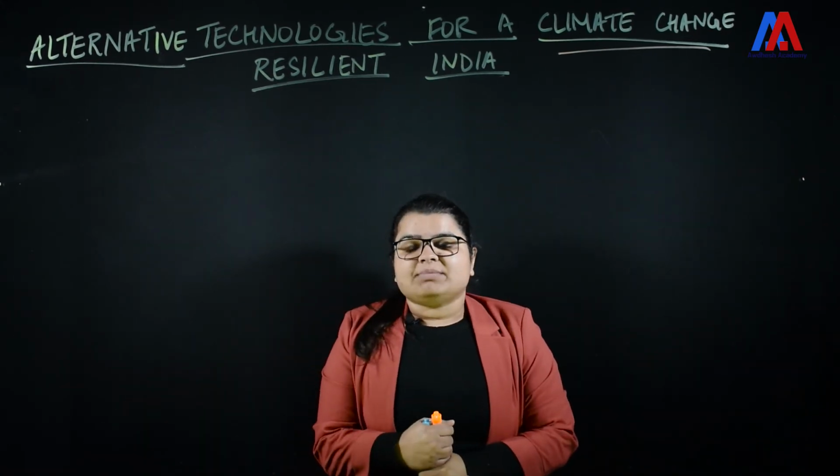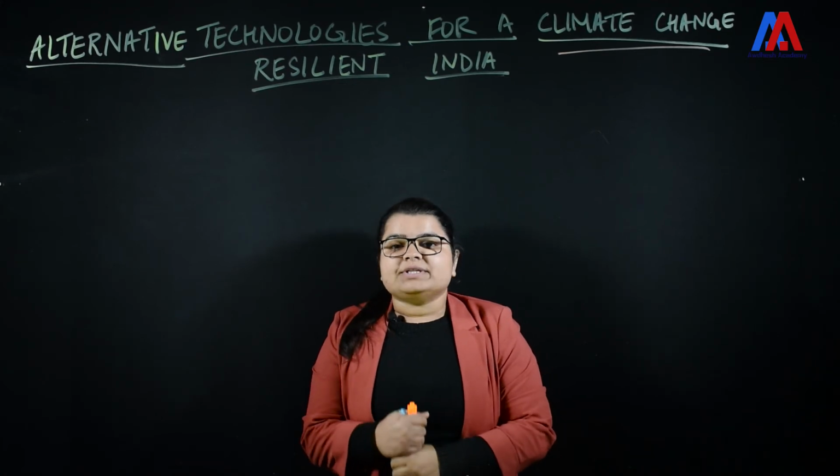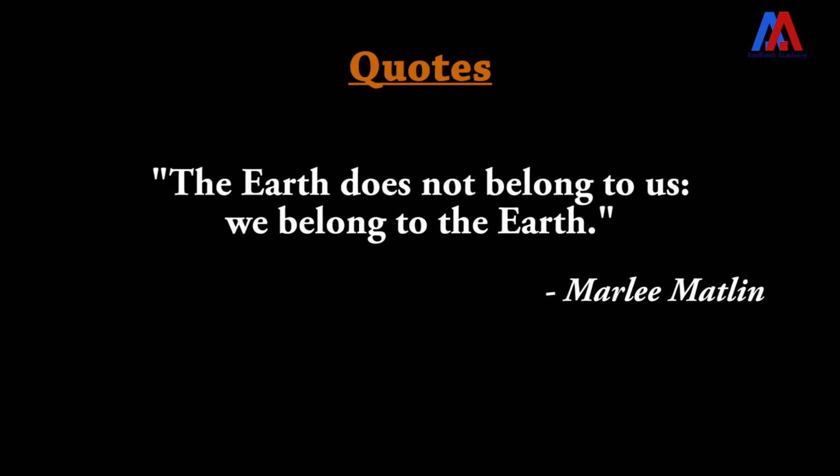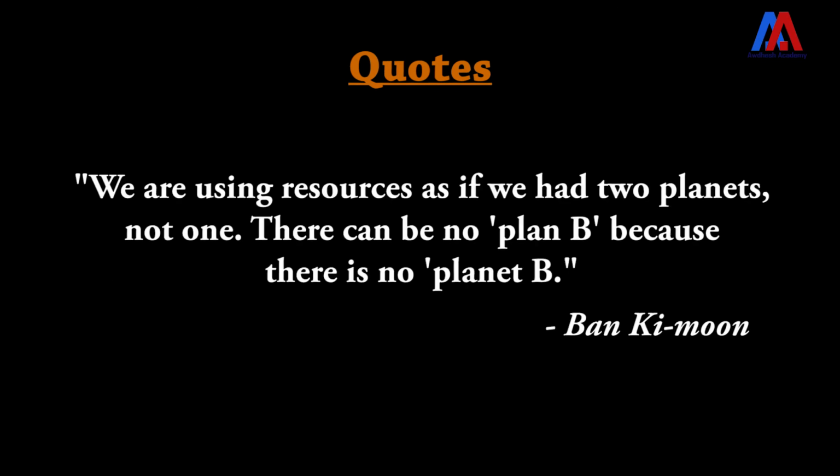Now let's discuss some quotations which will help you in this essay. Earth provides enough to satisfy every man's needs, but not every man's greed. This was said by Mahatma Gandhi. Next we have, the earth does not belong to us, we belong to the earth. Next is, we are using resources as if we had two planets, not one. There can be no plan B because there is no planet B. This was said by the former UN Secretary General Ban Ki-moon.